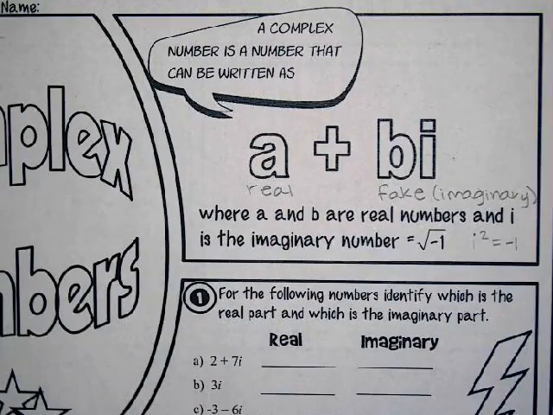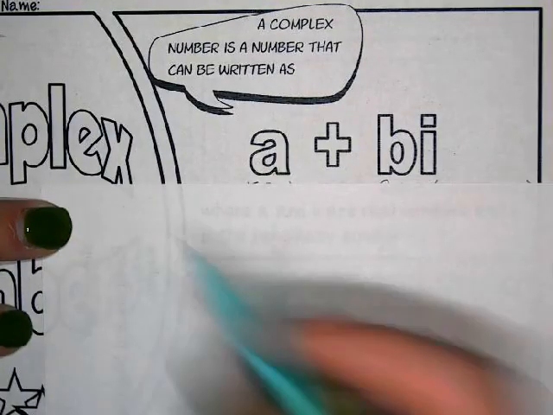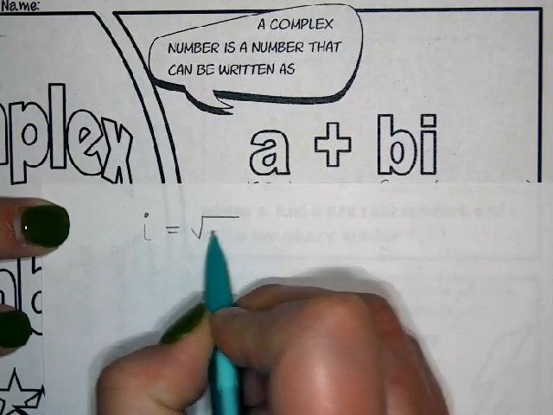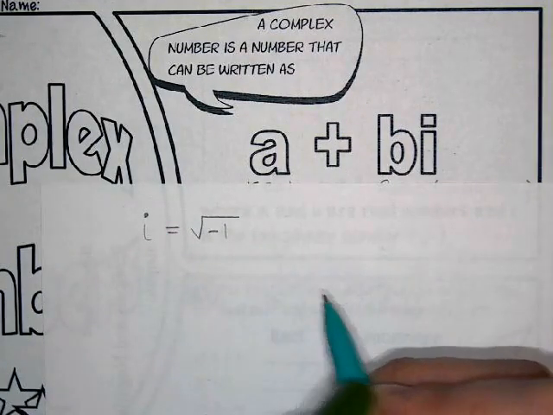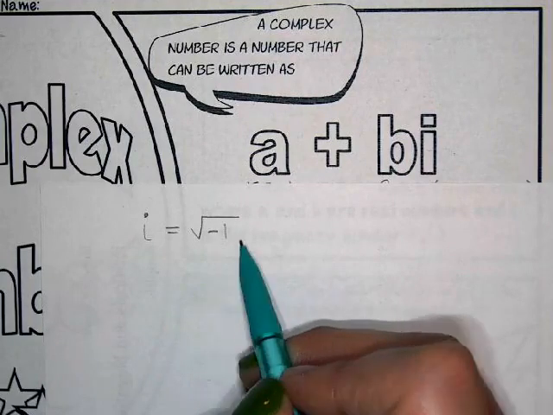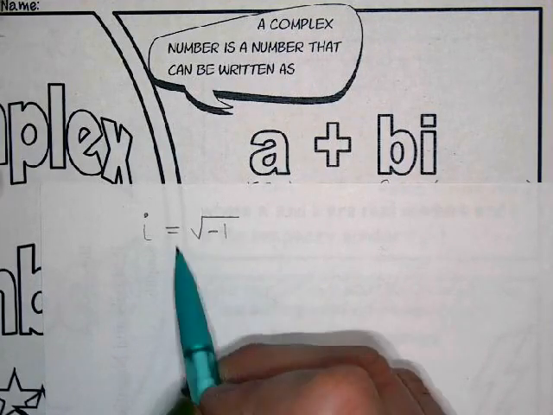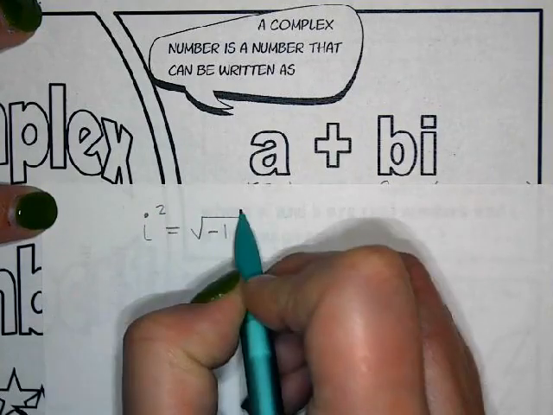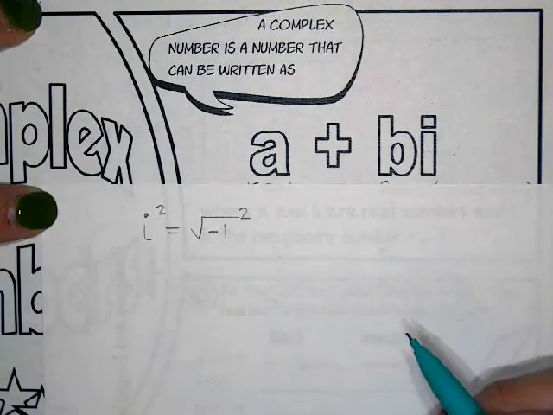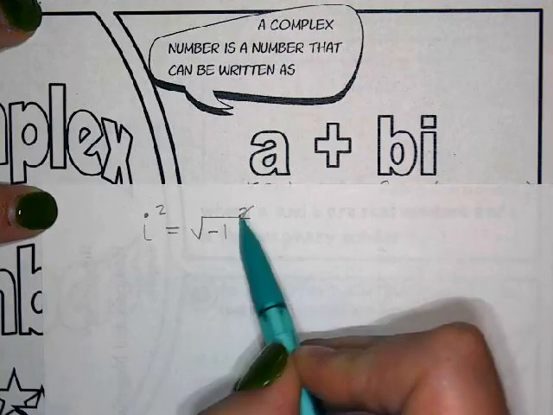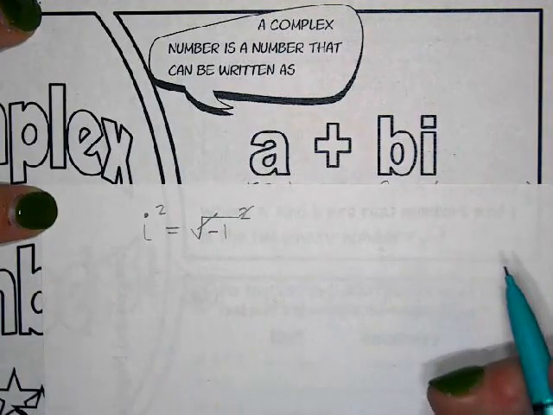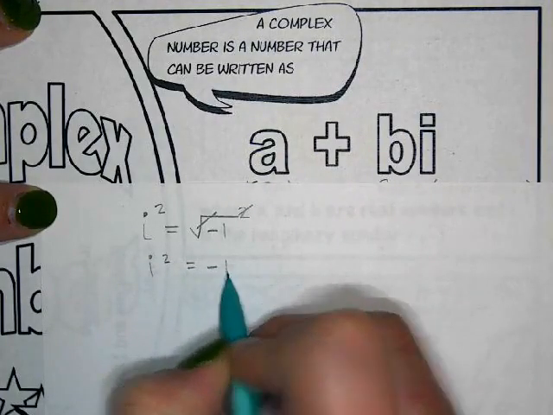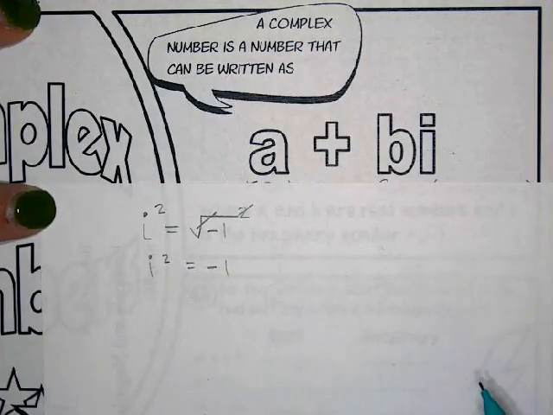Let me show you that because I'm seeing just a little bit of confusion. So the definition of i is that i equals the square root of a negative number, and the most simple version of that is that it's the square root of -1. So if I want to figure out what i squared is, I'm just going to square each side of this, right? And then the squared and the square root cancel out. And I just get i squared equals -1. Does that make sense? Okay.